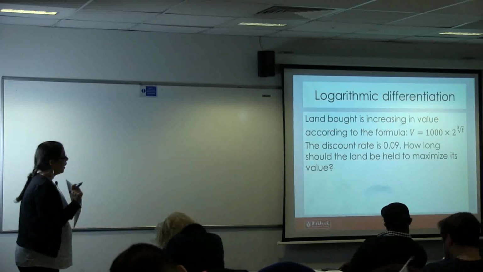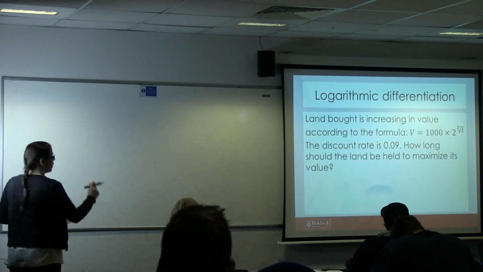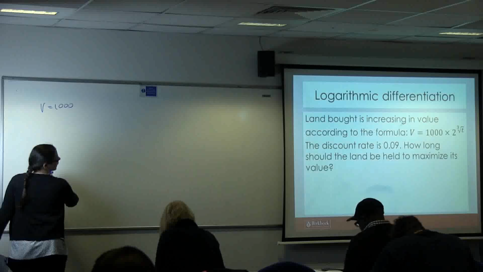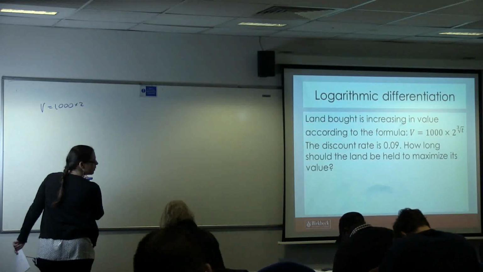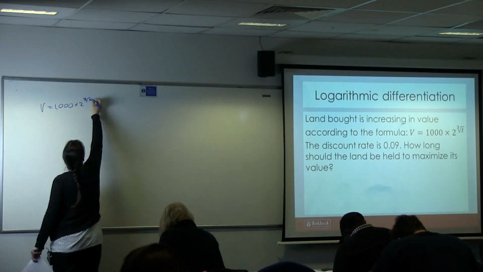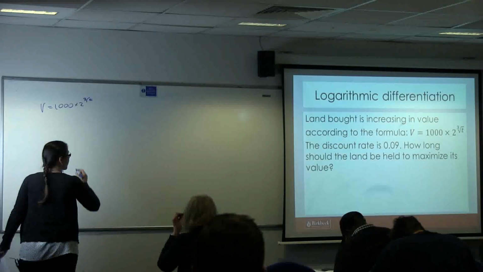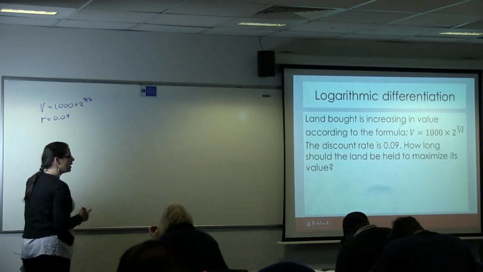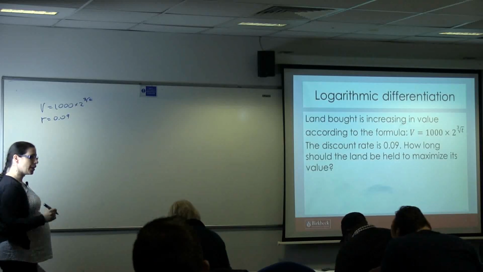So, land bought is increasing in value according to the formula. So we know that V is equal to 1,000 times 2 to the cube root t. The discount rate is 0.09. How long should the land be held to maximize its value?